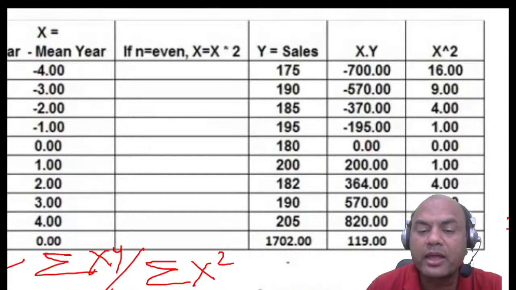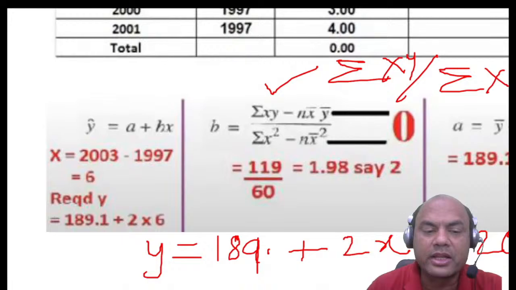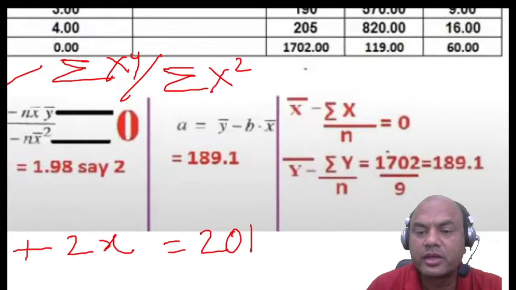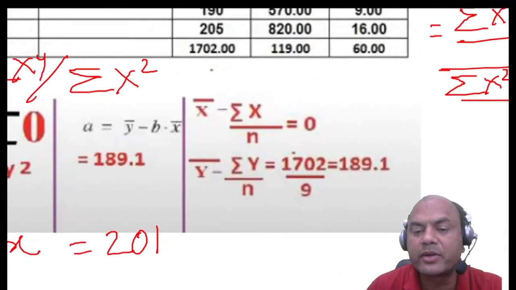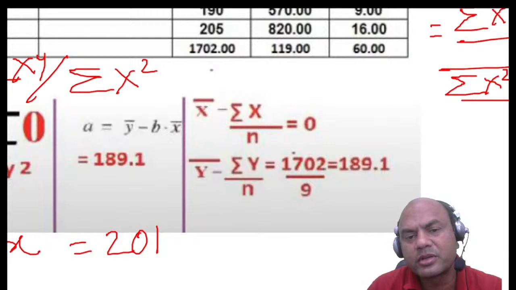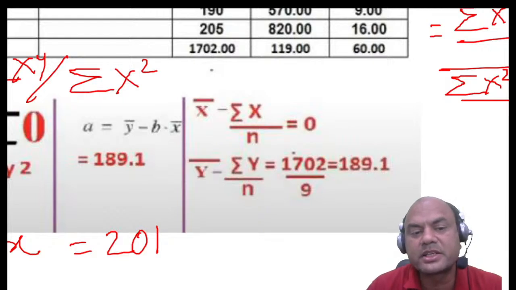1702 divided by 9. Right? So 1702 divided by 9. Look at this, this is my y bar, so it is 189.1. So y bar I got it. But what is x bar? X bar is 0. Right? Because what is x bar? Summation x, addition of x upon n. Addition of x is 0. So x bar is 0.